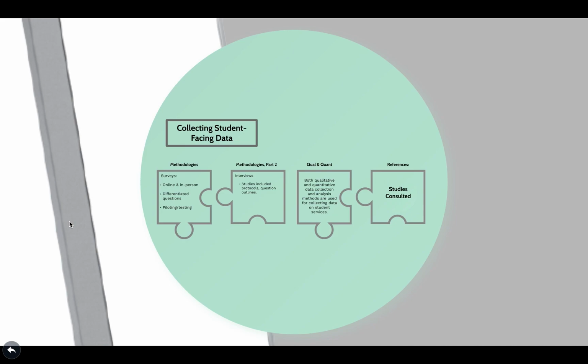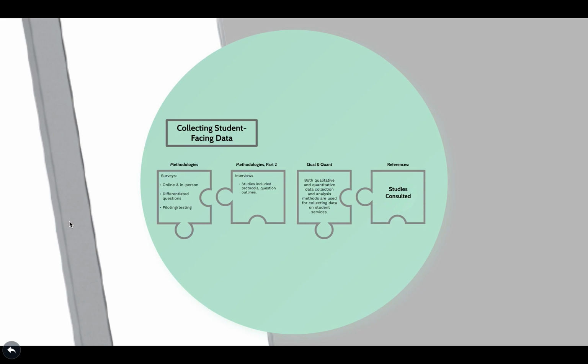Research tells us that surveys are a crucial instrument for collecting student-facing data, and using effective surveys can gather reliable information from large groups. Research also tells us that surveys should be piloted and refined before being distributed. This can help improve completion rates and collect the right kind of information. To collect student-facing data, this is one of the most powerful tools an institution can use.